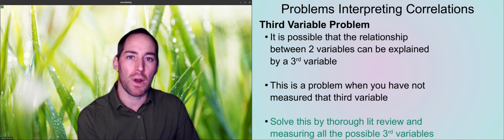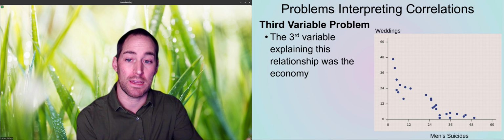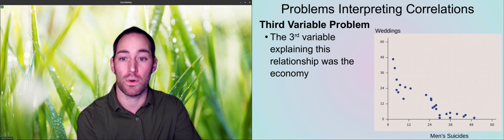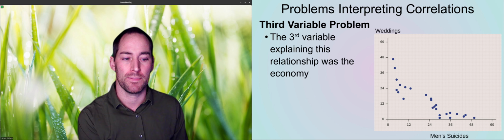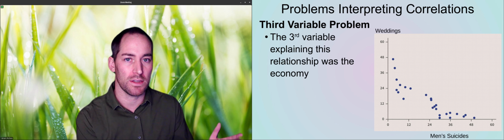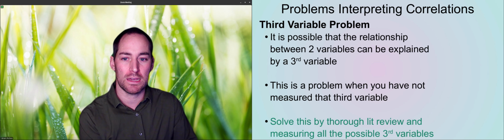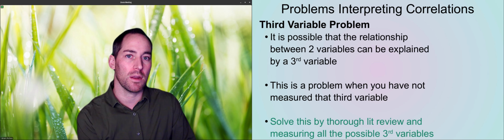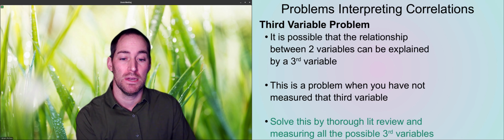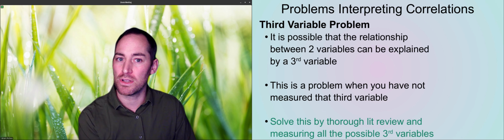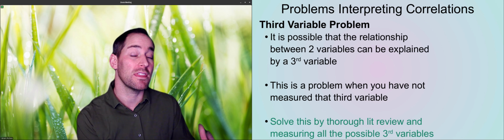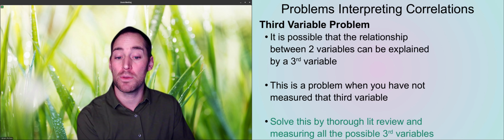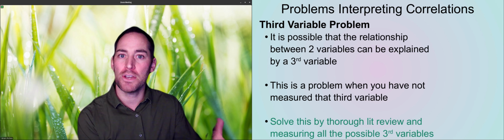So this can be a problem if you have a graph like this, you have this data, you have this correlation, but you don't know what third variable is affecting it, right? Because weddings are not causing suicides, suicides are not causing the weddings. There's a third variable, the economy, that's causing both of them. So you can solve this problem partially from doing a thorough lit review, reading more articles, understanding the theory better of how these things should be related to one another, and then measuring those third variables.